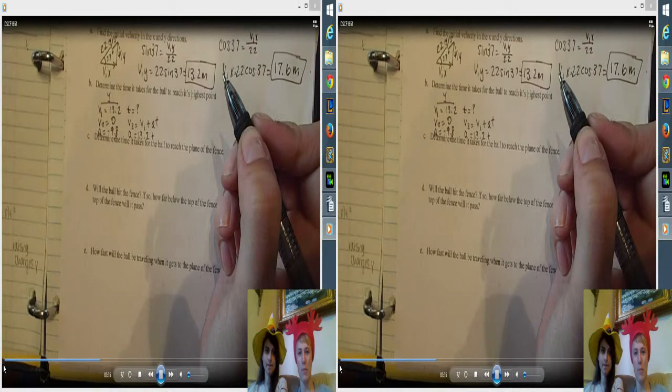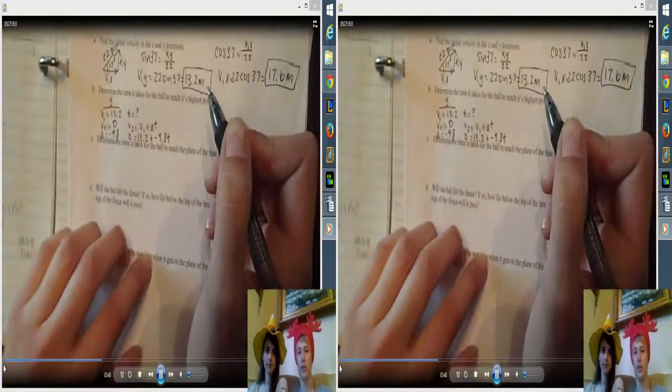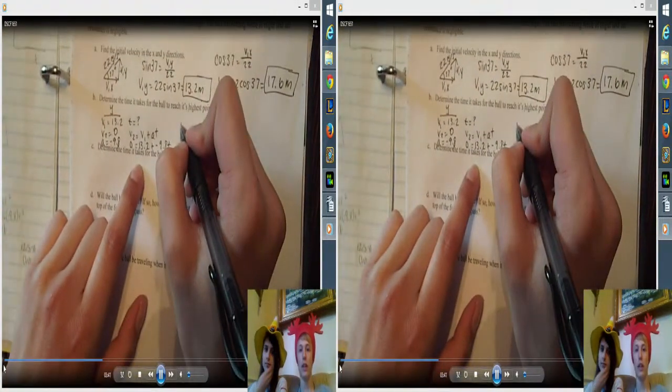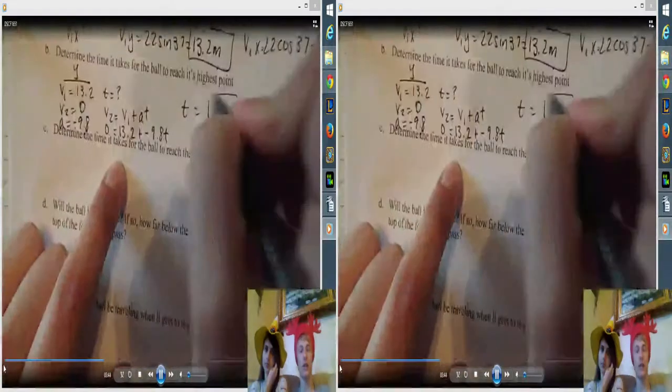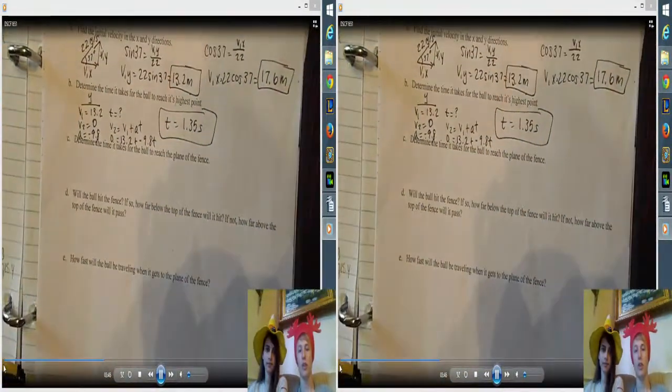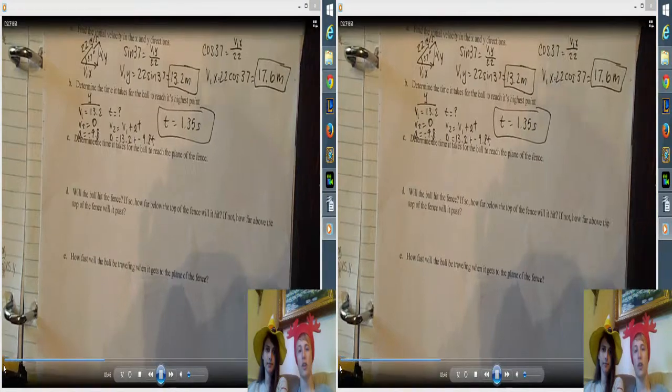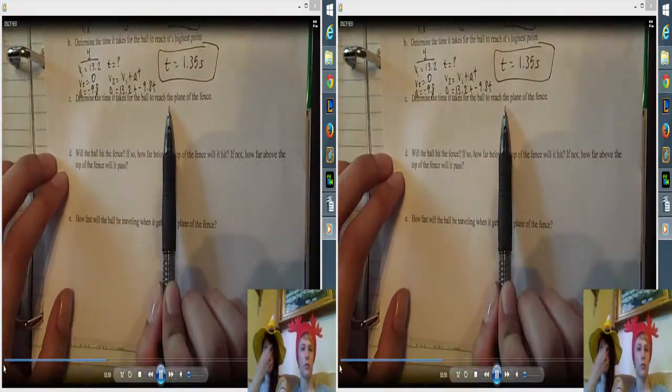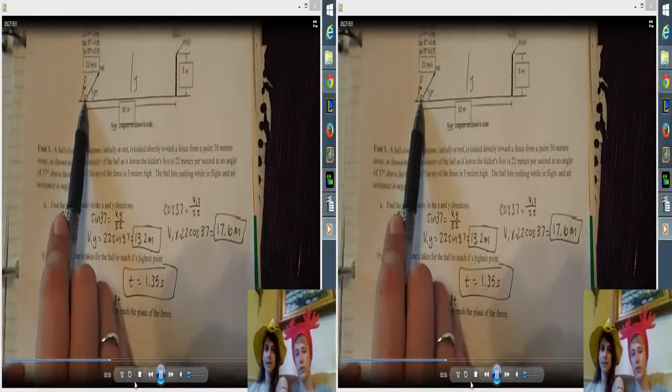Alright, so V2 is 0, is equal to the original velocity, which is 13.2, plus negative 9.8 gravity, times T, time. And you solve for it. We solve for time, and it is now T equals 1.35 seconds. So now for the time for the ball to reach the plane of the fence.